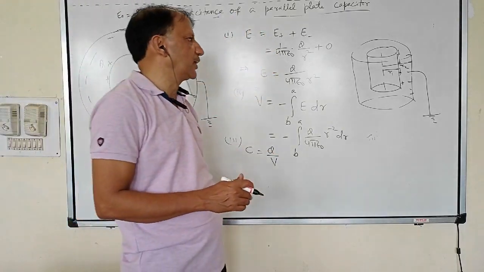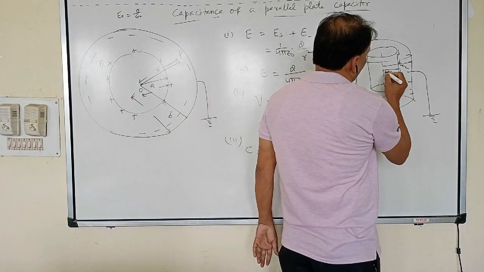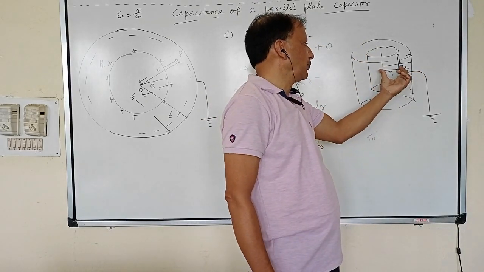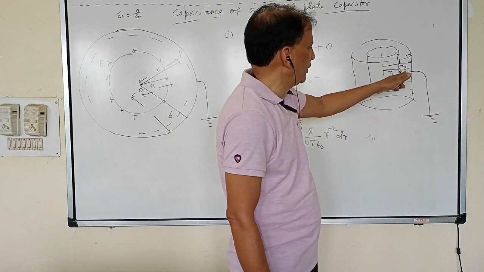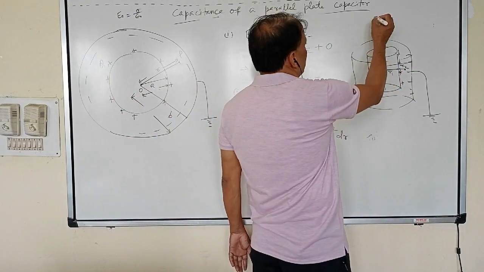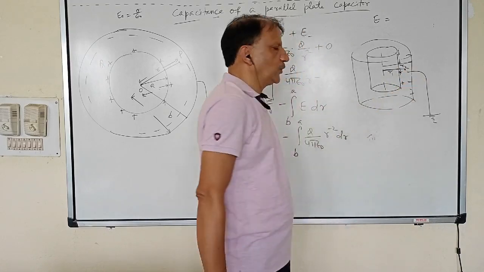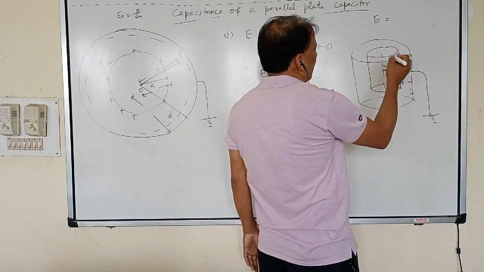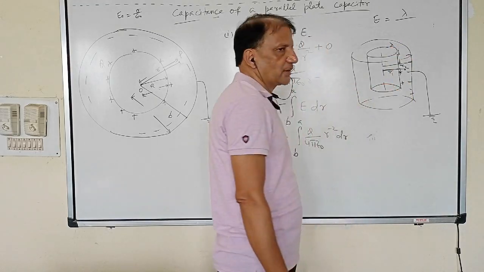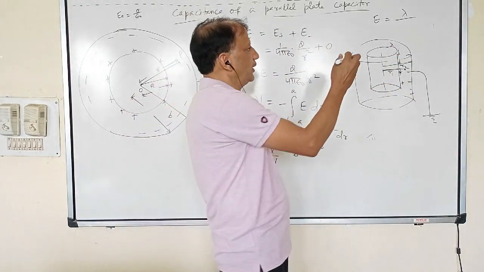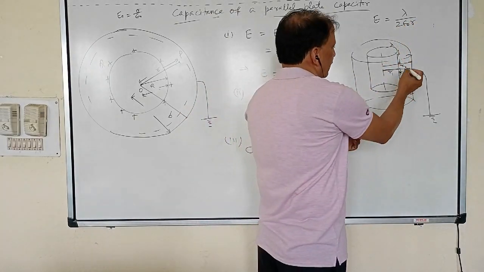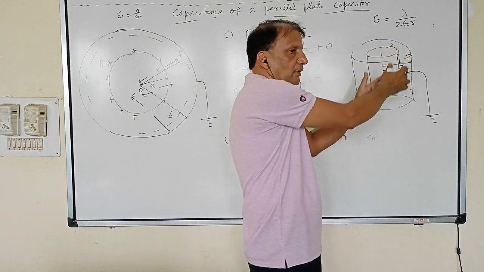First of all, you have to find the electric field at a distance R. Due to the inner cylinder, the electric field will be lambda upon 2 pi epsilon naught R, where lambda is the linear charge density, charge per unit length. Due to the outer one, the electric field will be 0. So in the space between the plates the electric field is this.